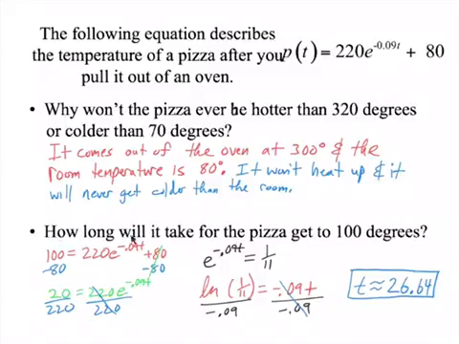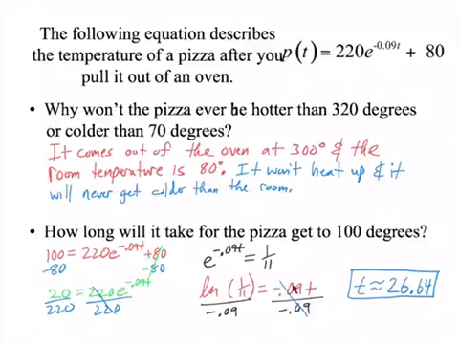Lastly, how long will it take for the pizza to get to 100 degrees, which is hopefully edible at 100 degrees? So what I do is I simply put 100 right here for P of t. So I put 100 minus the 80, get 20. Divide by 220. When I reduce this, I get 1 over 11. Then I change it to a log, so I put log right here and switch these two. When you do log base e, it becomes ln.